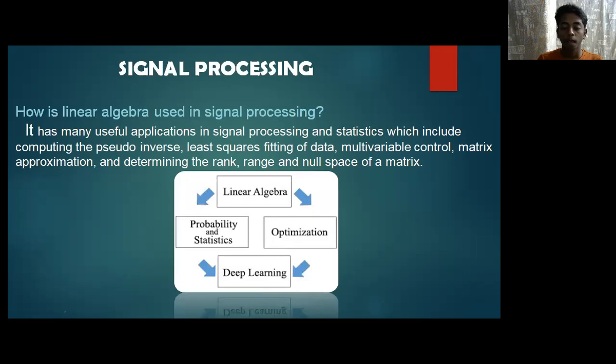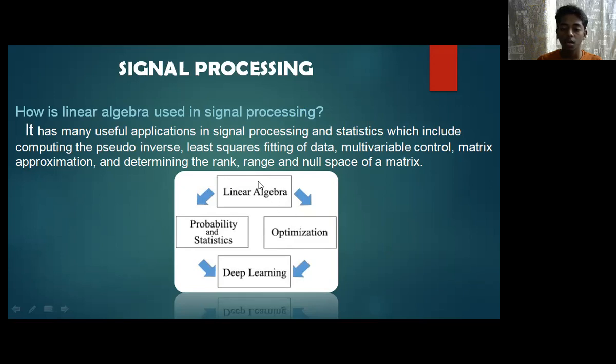Signal processing. How is linear algebra used in signal processing? It has many useful applications in signal processing and statistics, which include computing the pseudo inverse, least square fitting of data, multivariable control, matrix approximation, and determining the rank, range, and null space of a matrix. This is one of the processes of signal processing used with a unitary matrix or any other type of matrix.